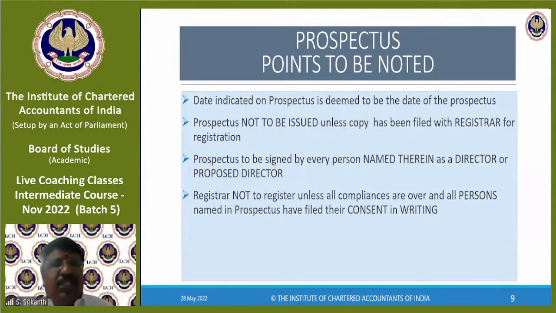The registrar will not register unless all compliances are over and all persons named in the prospectus have filed their consent in writing, including a proposed director. Suppose his name is mentioned as proposed director, he has to say, yes, I hereby give my consent to be named in the prospectus as a proposed director. Unless this consent is given in writing, the registrar will not register. Now, who will do all this job? Our friend, the category one merchant banker, will do all this job.